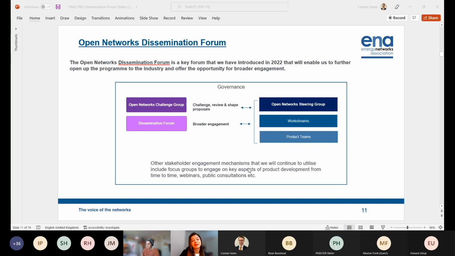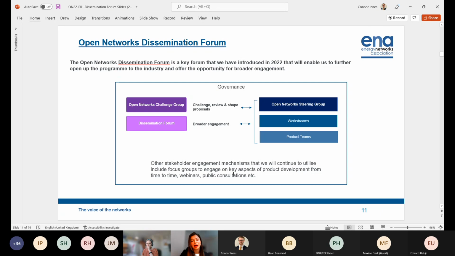And then to complement that, we've also got a dissemination forum, which you're all here for today, and this is really to get that broader engagement across the program. It is open for anyone to join, and it meets quarterly. The aim of this forum is to bring stakeholders up to speed with the latest developments, key updates from across the program, and share key developments across the program.